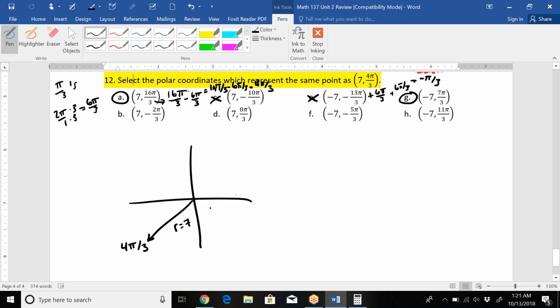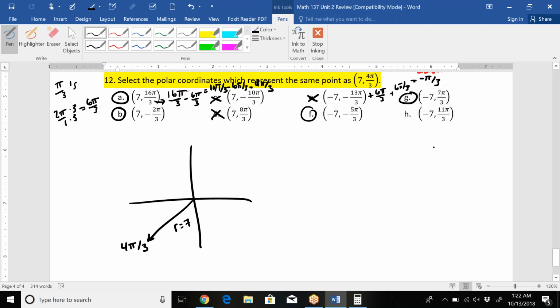Negative 2 pi over 3 is negative pi over 3, negative 2 pi over 3, so that's here. And they kept the 7 positive, so we stay where we're supposed to. 8 pi over 3 would be pi over 3, 2 pi over 3, 3 pi over 3, 4 pi over 3, 5 pi over 3, 6 pi over 3, 7 pi over 3, 8 pi over 3. So that's not going to ever match even if it was flipped. And then negative 5 pi over 3 would be negative pi over 3, negative 2 pi over 3, negative 3 pi over 3, negative 4 pi over 3, negative 5 pi over 3 is in quad 1, and it has a negative 7, which means it flips across and matches with this one.